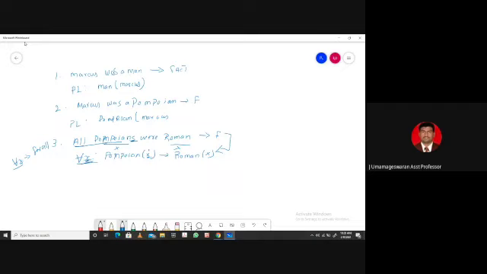Next one: Caesar was a ruler. For this, you can convert the fact into ruler within brackets Caesar. So you have to understand how to convert a fact into predicate logic.